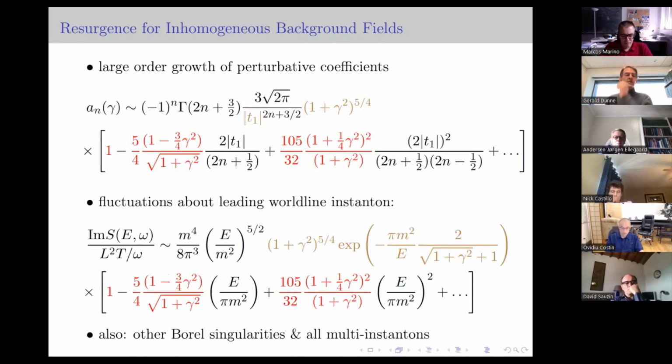Let me just show you the resurgence structure. The large order behavior of the coefficients has some factorial behavior, some location of the leading singularity, some prefactor, part of the Stokes constant, and some subleading large order corrections. And now if you look at the fluctuations around this leading worldline instanton, this is that WKB expression that I showed you before. There are corrections to it that match exactly what you would expect from the large order growth of the perturbative coefficients. You can also do this looking near the other Borel singularities and for multi-instantons, but it's exactly the same thing, just the formulas get a little bit longer.